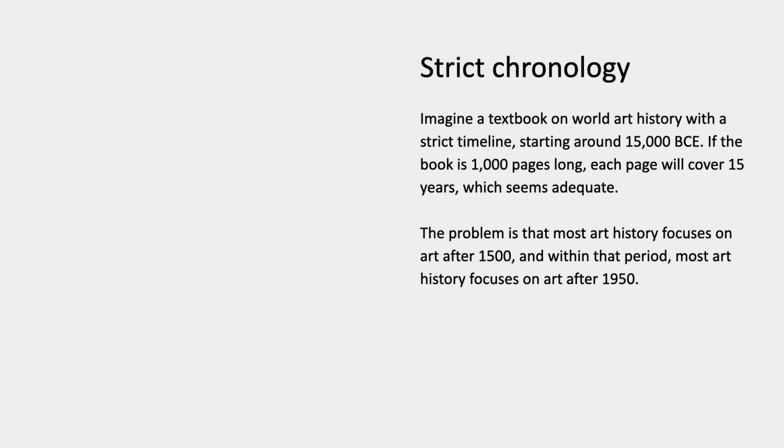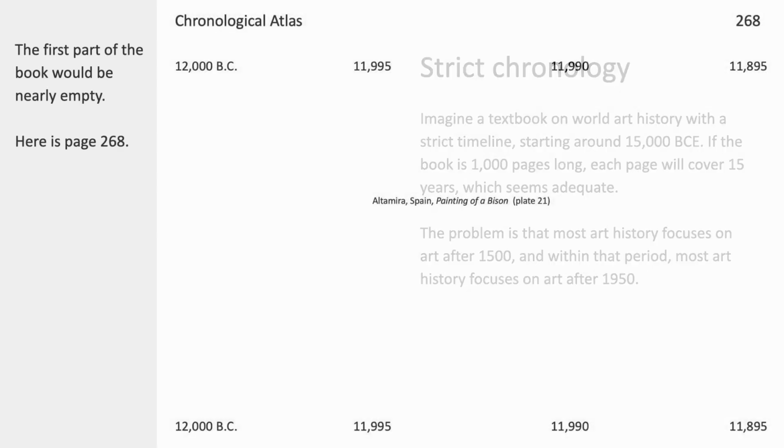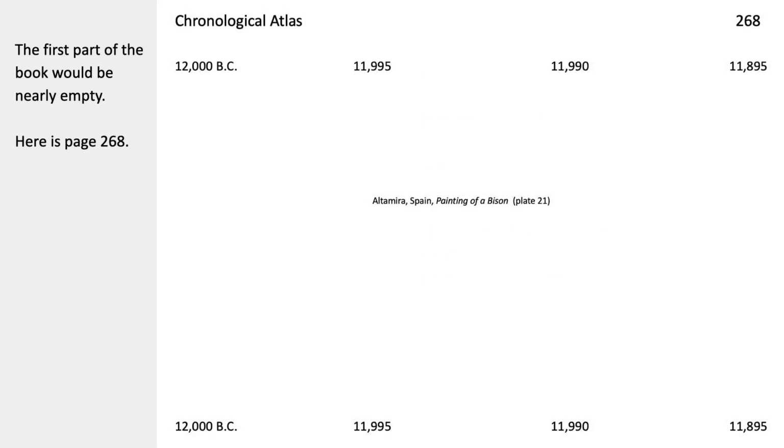The problem is that most of art history focuses on art after 1500. And within that period, most art history focuses on art after 1950. So the first part of the book would be nearly empty. So this is imagining such a book.